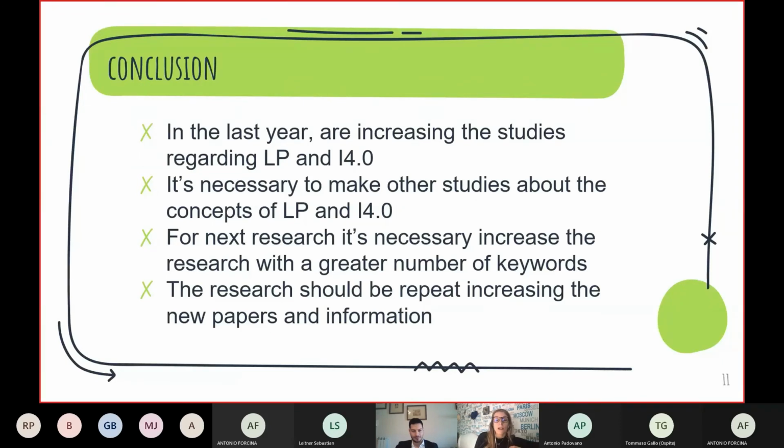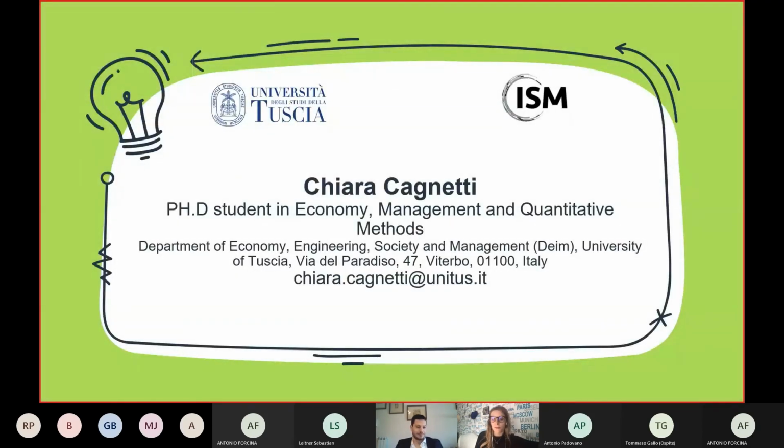In conclusion, we can affirm that in the last years the study regarding the relationship between lean production and Industry 4.0 is increasing. It's necessary to make other studies about the concept of lean production and Industry 4.0. For the next research, it's necessary to increase the research with a greater number of keywords, and the papers published after March 27, 2020. The research should be repeated, adding the new papers and the new information. Next, please. Thank you for the attention.